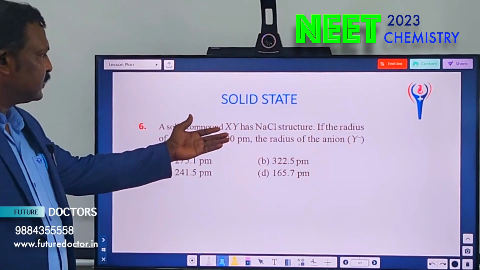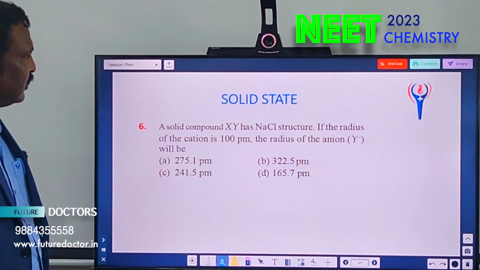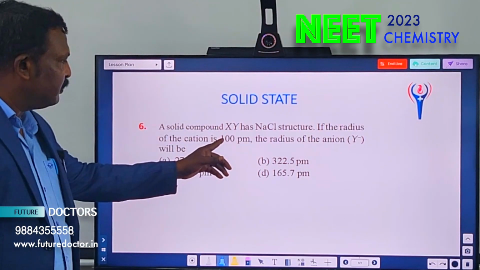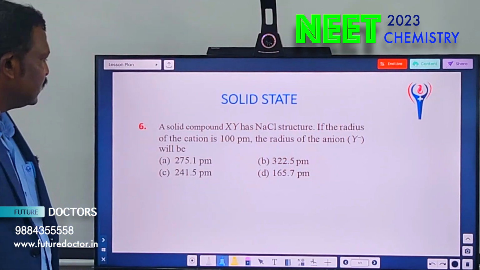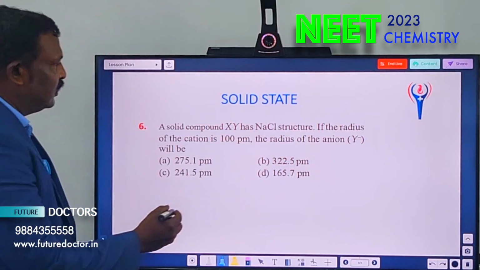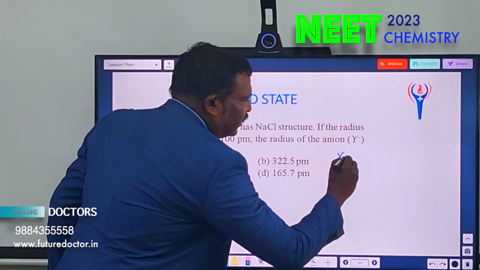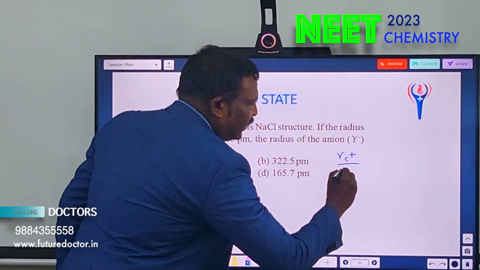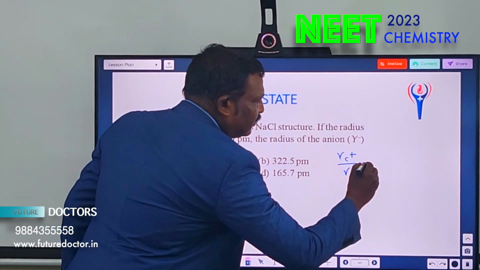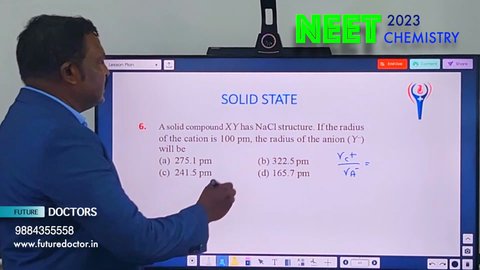A solid compound XY has NaCl structure. If the radius of cation is 100 picometer, what will the radius of anion be? They're asking. As usual, I told you the formula, no? Radius of cation by radius of anion. Understood? Okay. So here NaCl.